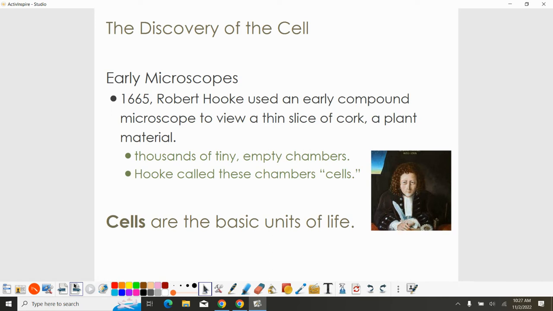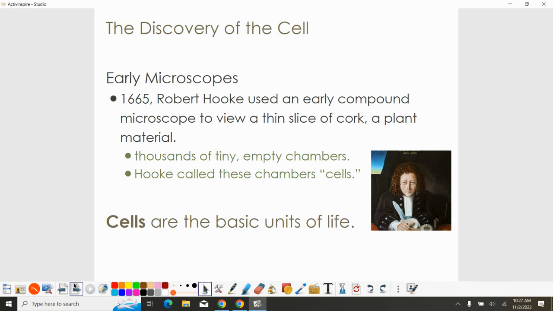In 1665, Robert Hooke was using an early compound microscope to look at thin pieces of cork. Cork is the bark of a tree, the same thing that you find in things like wine bottles.